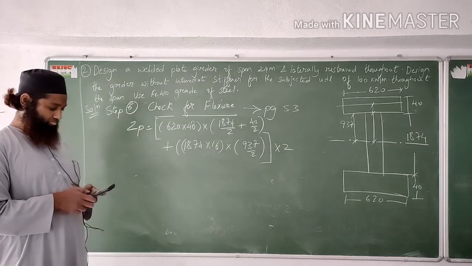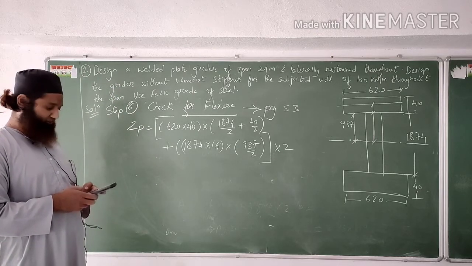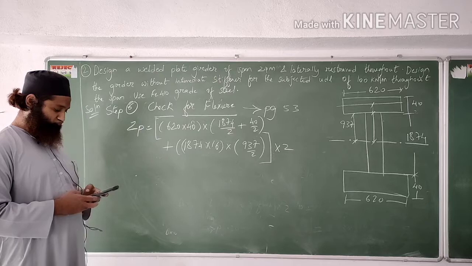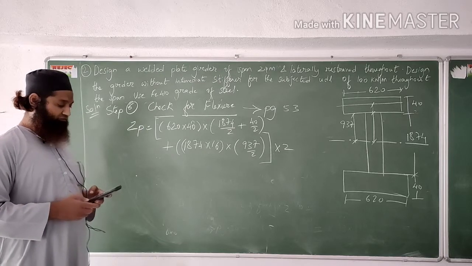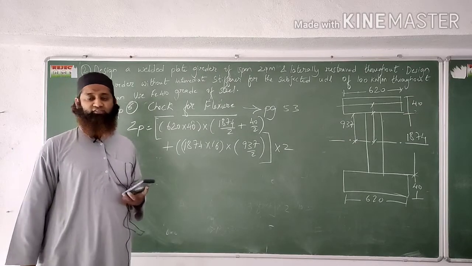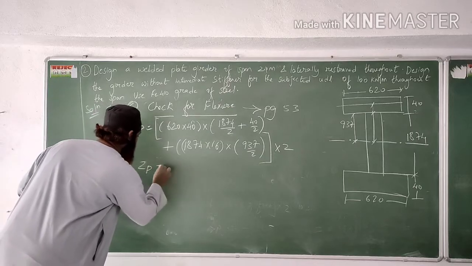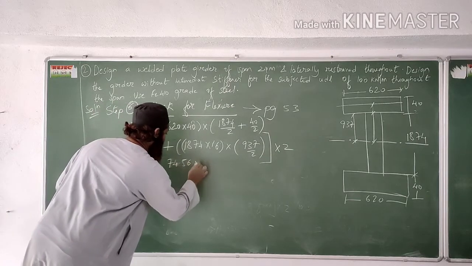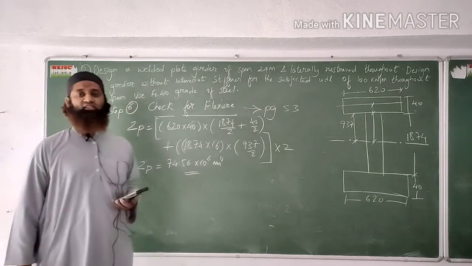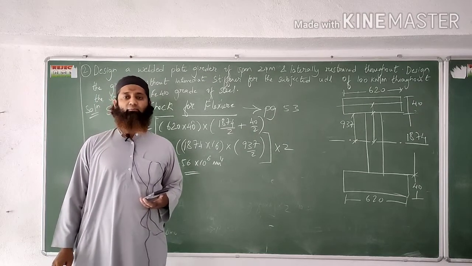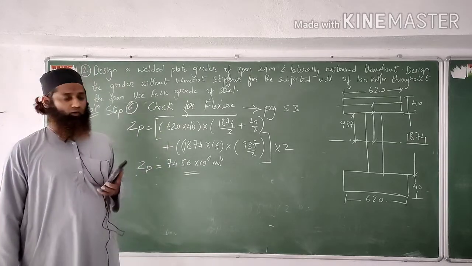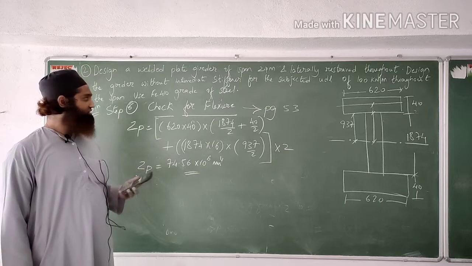1874 into 16 into 937 divided by 2, into 2. I have got this value as 74.56 into 10 to the power of 6 mm to the power 4. Hope this is clear till here. 74.56 into 10 to the power of 6, ZP we have got.